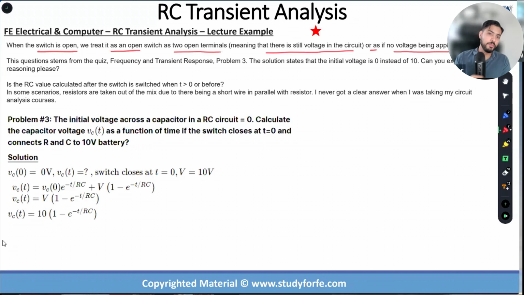So saying that when we open the switch, does that mean that you still have voltage in the circuit? Well, the short answer over here is yes, but how do you define the circuit? How do you define the terminals? Where are you measuring? It depends. Or as if no voltage being applied on the circuit. Well, if you open the circuit, it depends on where you are measuring again. Maybe certain parts of the circuit may still have this external voltage being applied across them. So it really is a function of where you are measuring and where the terminals are.